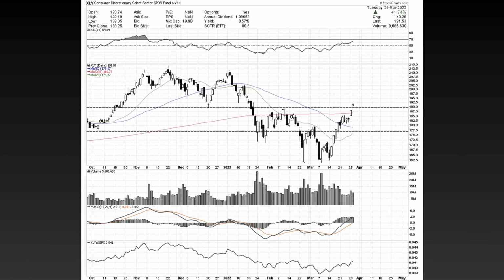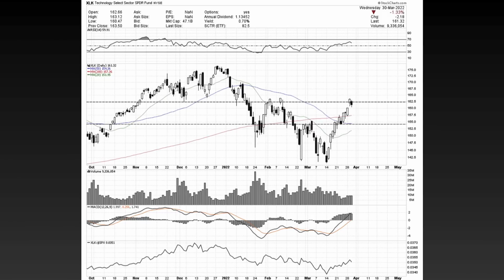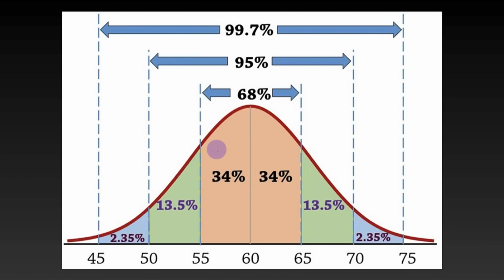And we can even look at various sectors like XLY. Came out, came right back in. XLK went out, came right back in. This is a very, very powerful tool that can be used as an extra tool on your tool belt to get a good idea of how far the market could potentially move in a given period of time. Like I said, I like to use it on a weekly basis. Now, this is how I use the product and get those levels.